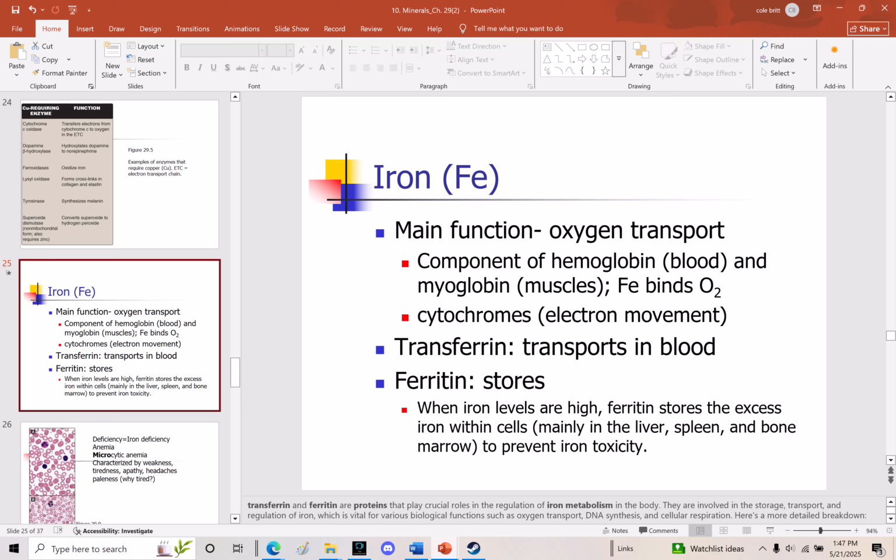Also important in electron movement in the electron transport chain. So complex 1, 2, 3 have iron. Complex 4 has copper. So copper and iron are really helpful in facilitating that electron movement in the electron transport chain. They can help move those electrons around.